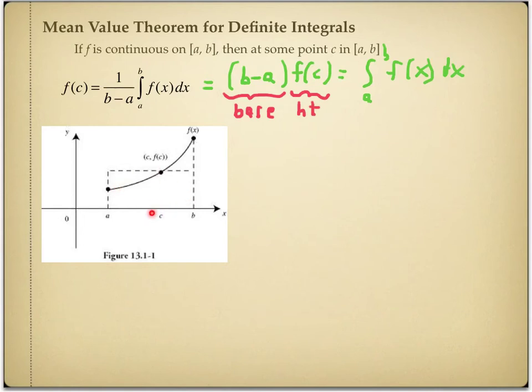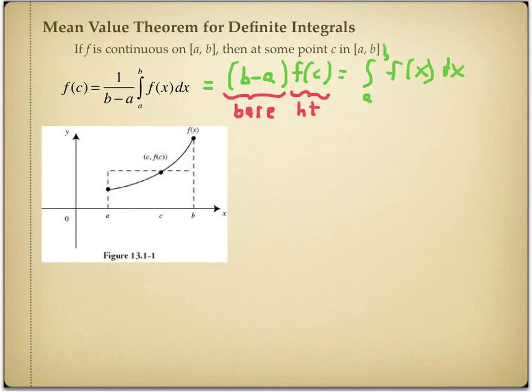and we should be able to find some point c in that interval, which would give me the height of that rectangle, which would have the same area as this. So that's kind of cool, I think. Maybe you don't think so, but it's kind of interesting, I believe. Now let's just do a quick example here, see if we could show that this is true.